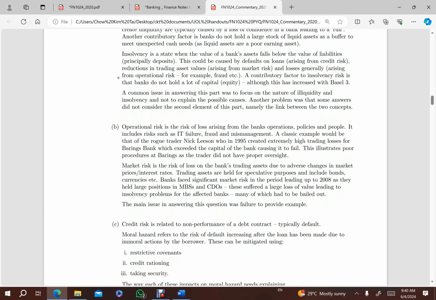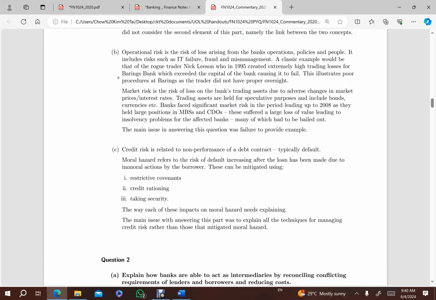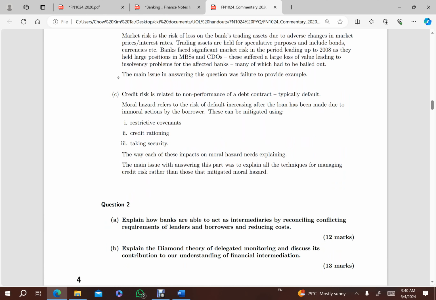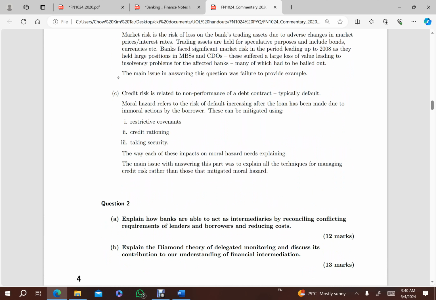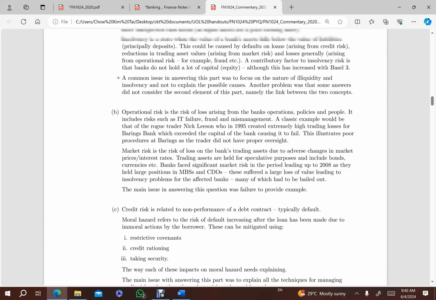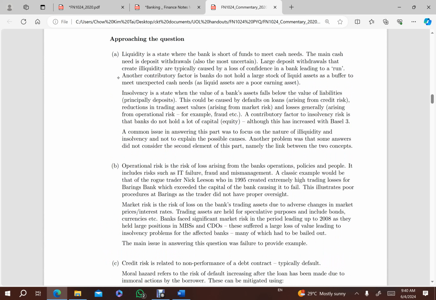See, MBS, CDO, they mention this. They don't mention SVB because this question is 2020. SVB problem hasn't come out yet, so they use MBS. Okay, right, credit risk. Okay, covenant. But this one is a bit brief. Okay, you cannot write so brief. It's a long 10 marks question, right? Go into detail like the one I said just now. But part A and part B is good.